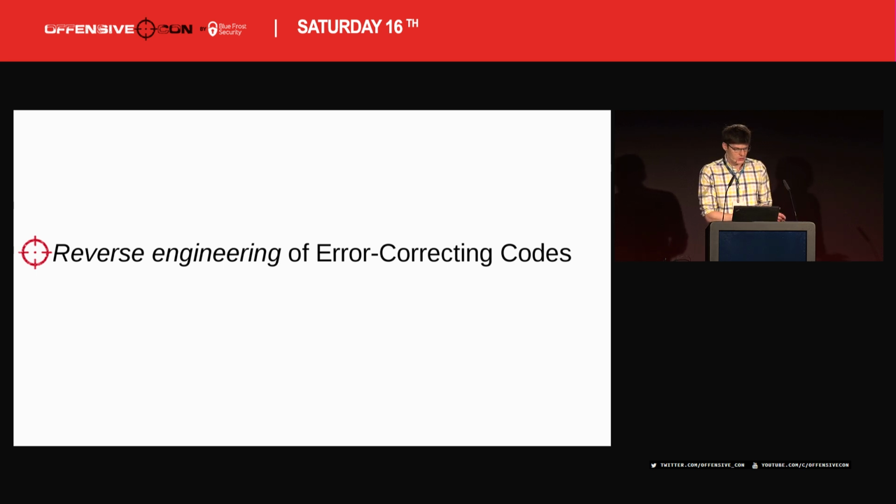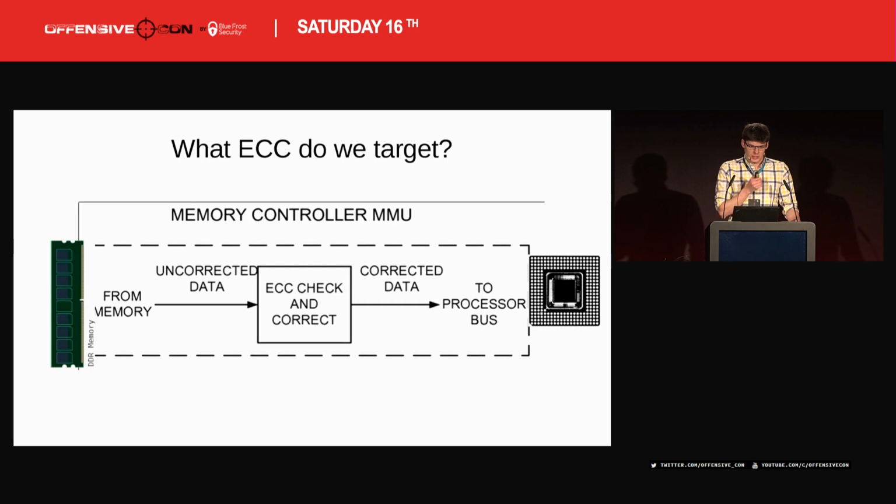Let's see why reverse engineering of error correcting codes, right? Because I already gave you the theory, so it should be kind of clear. Well, as I said, the boundary between undetectable and detectable is not really clear. So why reverse engineering then? Let's see how ECC is implemented and what ECC I'm going to target in this presentation.